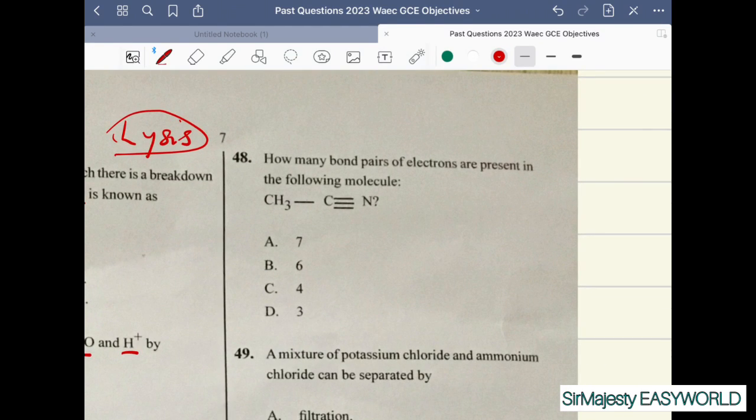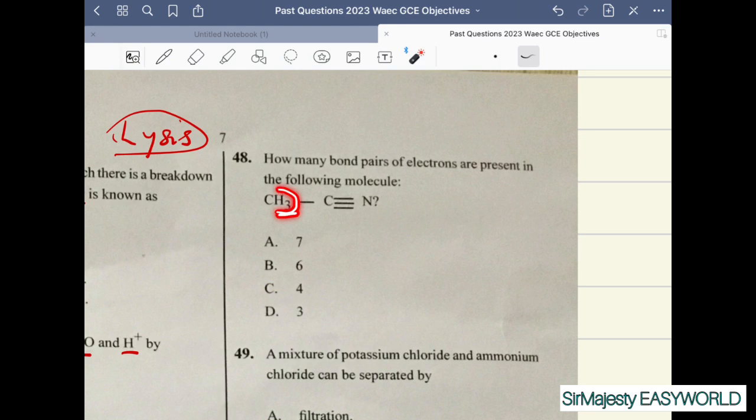48 says how many bond pairs of electrons are present in the following molecules? We have 1, 2, that's 1, 2, 3, then 4. By looking at this, it is 1, 2, 3, 4. It's going to be 4, which is option C.